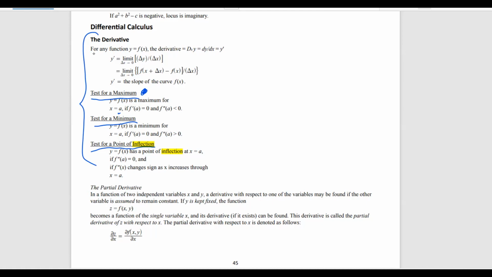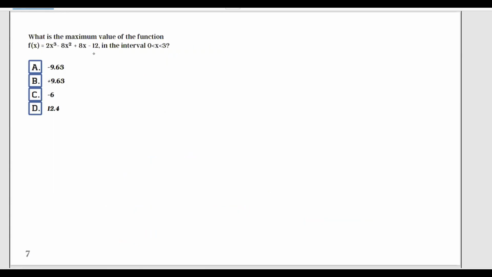So let's go ahead and do that in our case. I will take this function, let's say f, take the first derivative of the function, and equal it to 0. So let's see. The first derivative, I'll have 6x squared minus 16x plus 8 equals to 0.